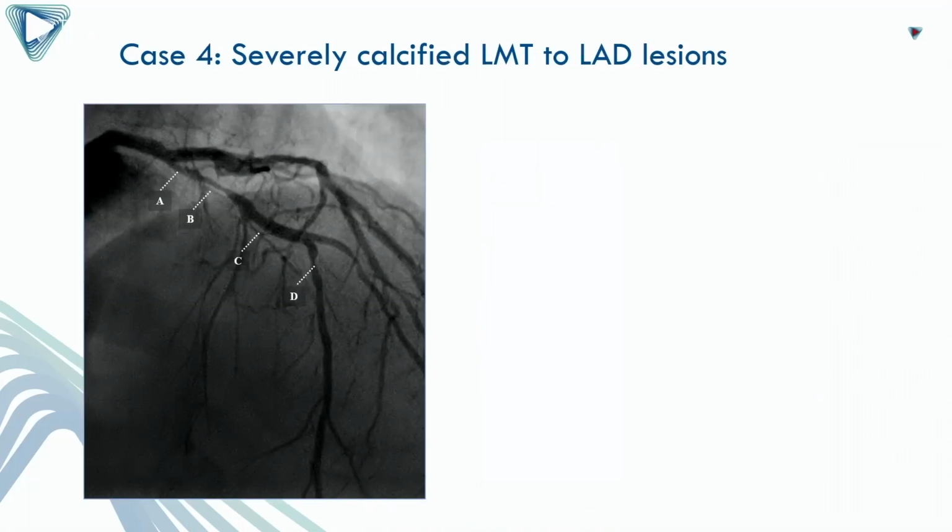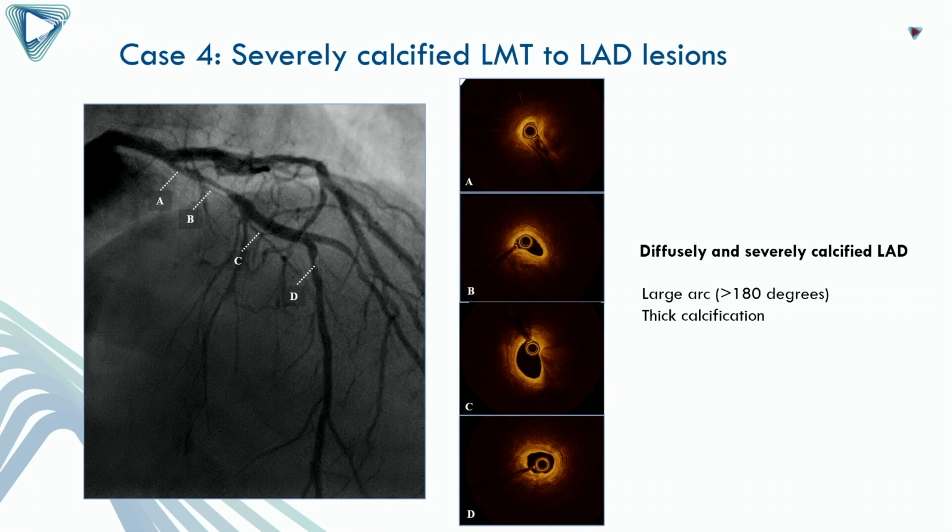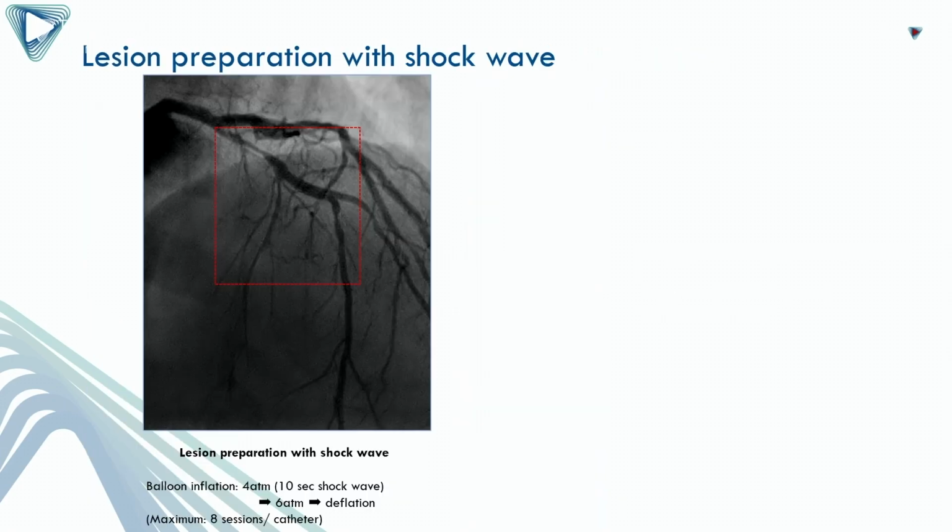We do tend to use a lot of imaging when we do these very complex lesions that are long, calcified, and involve the left main. In this case, we did OCT. And with OCT, you really do see these large, thick areas of calcification, really diffuse calcification in the left main and proximal LAD with large arcs of up to 180 degrees. So we thought this would be an ideal case for shockwave.